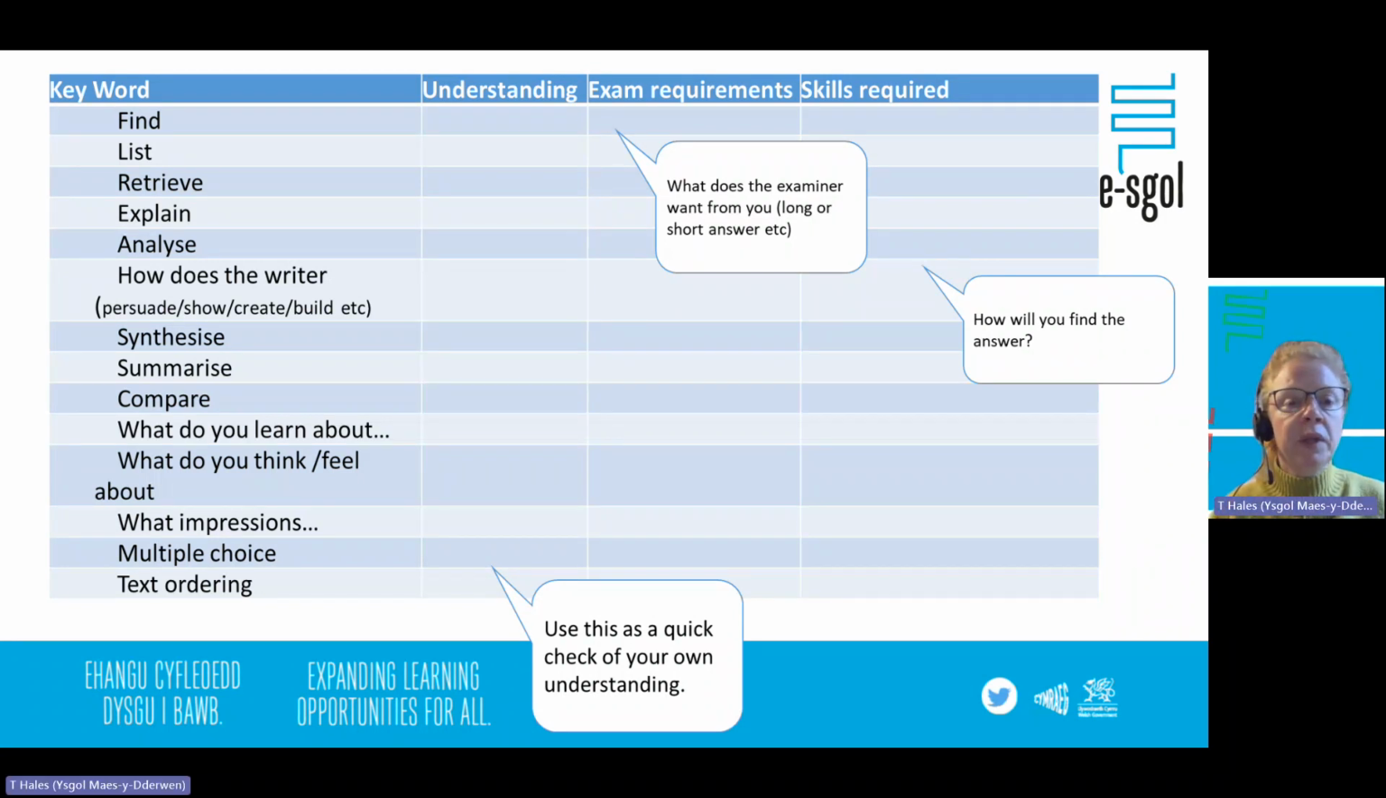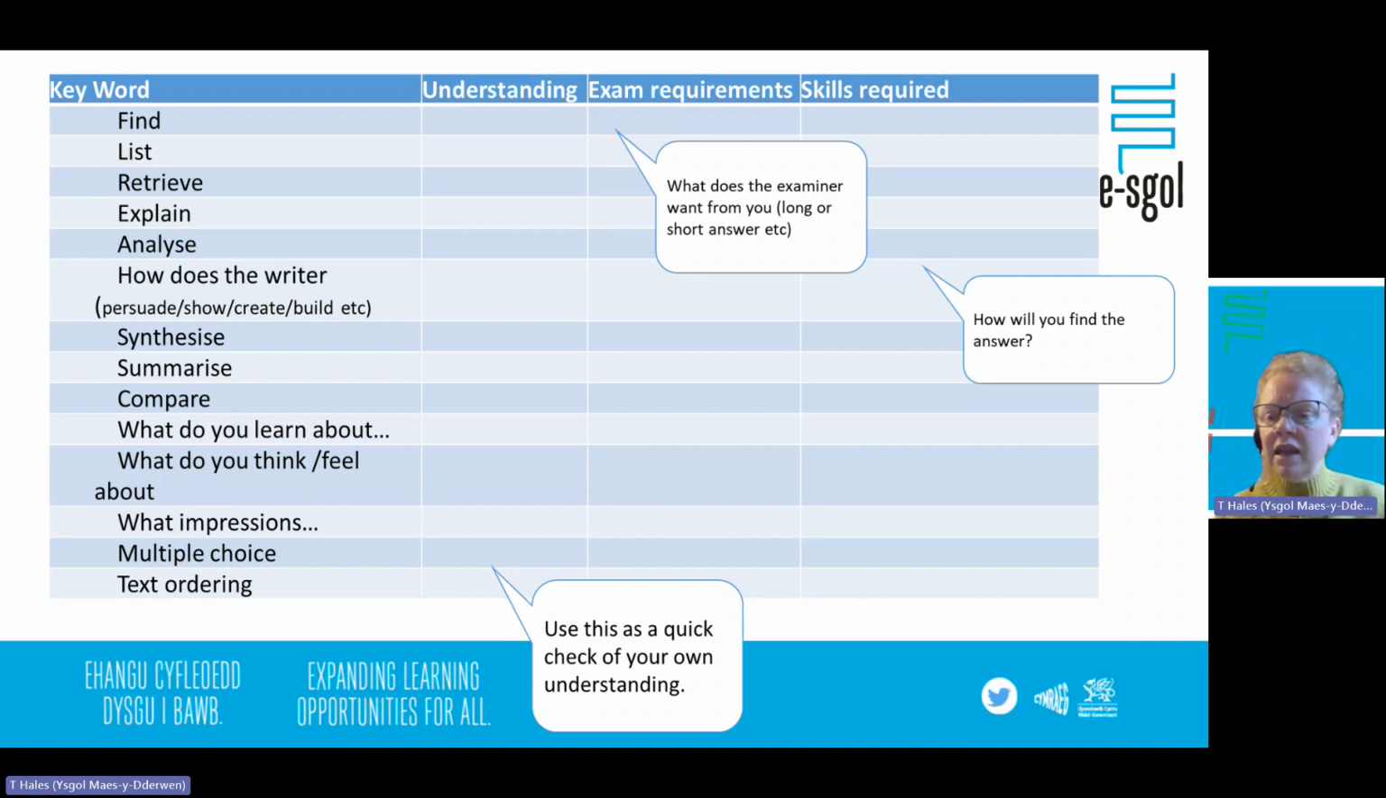What I would be checking: do you understand the word in the first instance? Second of all, do you know what the exam requires from you? So is it a long answer question if it says find? Is it a short answer question if it says summarise? What is it needing to do? And then under the skills, what do you need to do to find the answer?